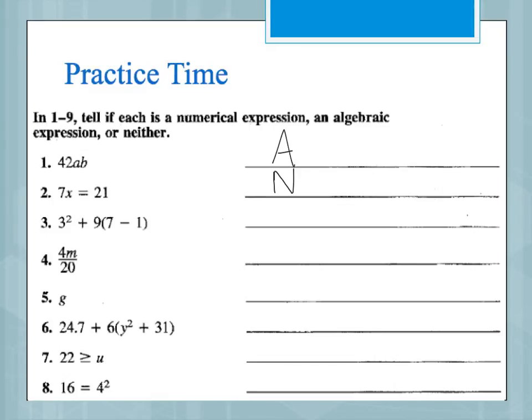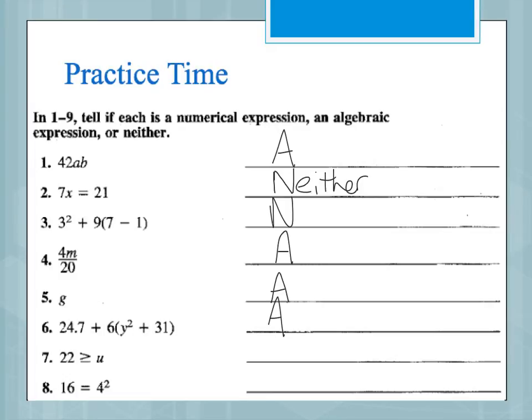The third example does not have a math verb. It has all numbers, so that's considered numerical. Number 4, no math verb, so it's an expression. It does have a variable, so it's algebraic. Okay. The fifth one, it's a variable by itself. It is also algebraic. Okay. Number 6 has numbers and a variable. Also algebraic because no math verb.